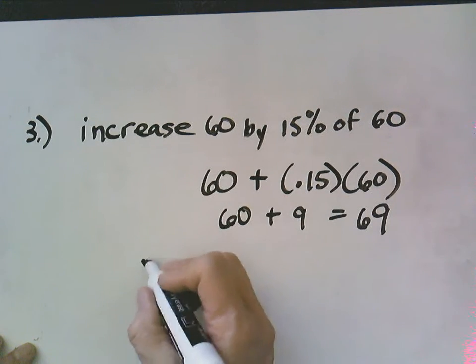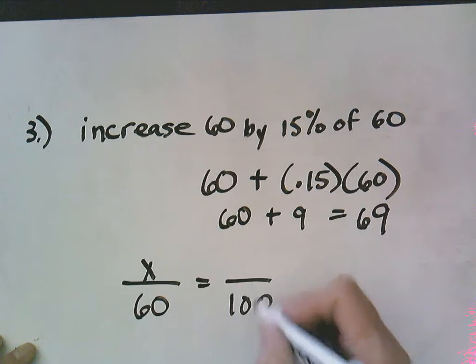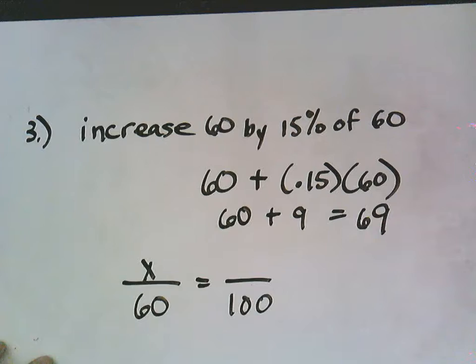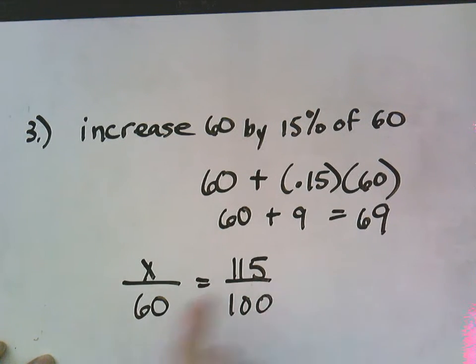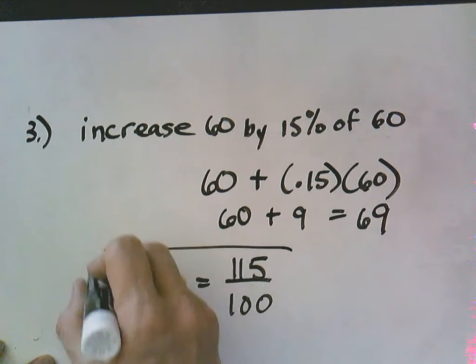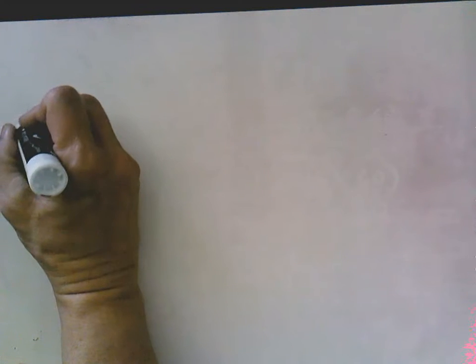Now another way to do this would be to say, okay, 60 was 100%, but now we're going to increase it by 15%. So we want to know what 115% of 60 is. We'd set up this proportion and we still get the same answer of 69. Okay. Now what we're going to practice is solving for different variables.